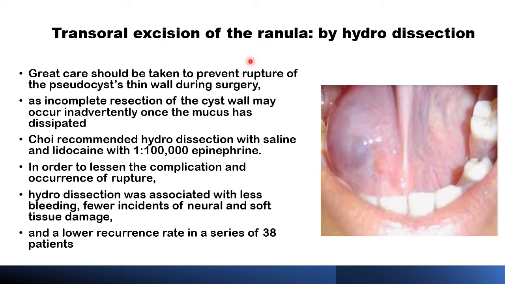Transoral excision of the ranulas can be helped very much by hydrodissection, by injection of saline with lidocaine and 1 in 100,000 epinephrine around the pseudocyst. This will not only decrease any bleeding, but also make it possible to identify all the important structures in the floor of the mouth, like the lingual nerve, the submandibular duct and the hypoglossal nerve, to lessen the complications and also decrease the chances of recurrence. So that's something that may be tried with transoral excision of the ranulas.